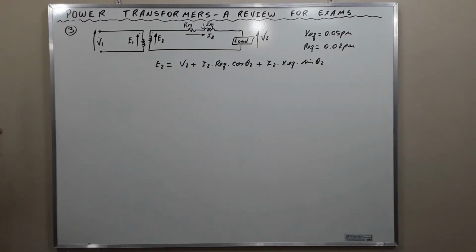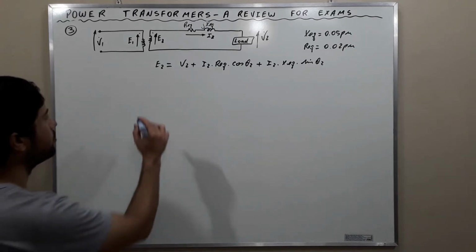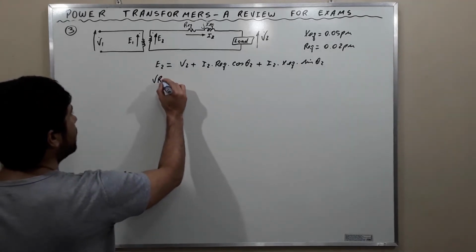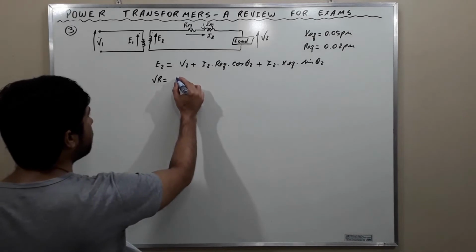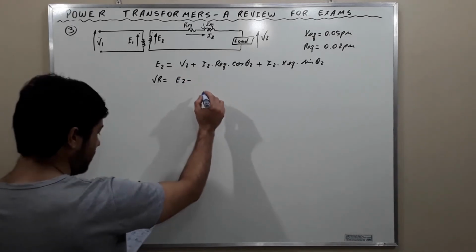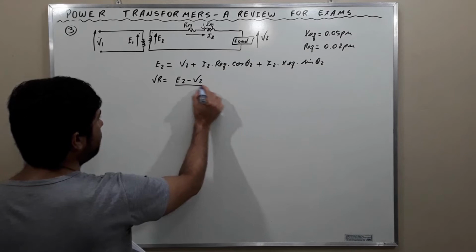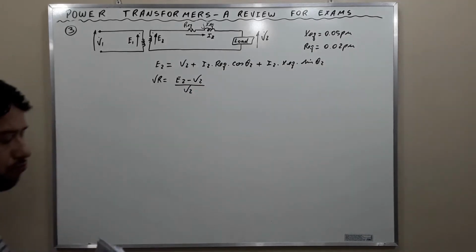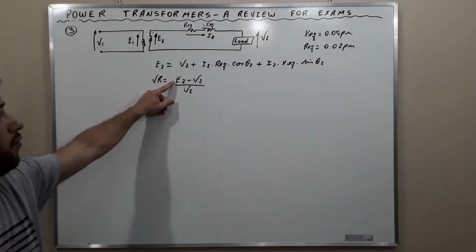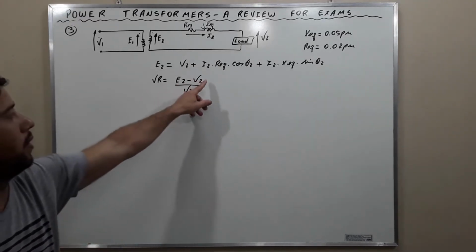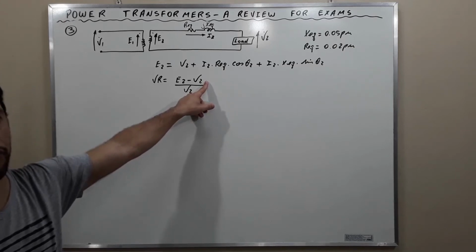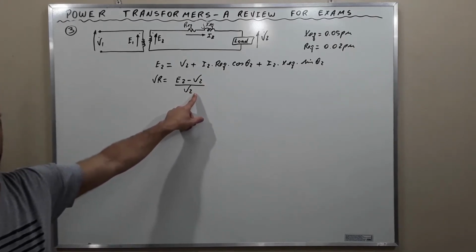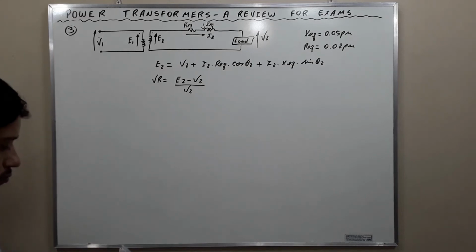Observe that by definition, voltage regulation is E2 minus V2 divided by V2, okay? Which is the voltage at no load minus the voltage at full load divided by the voltage at full load. Okay?